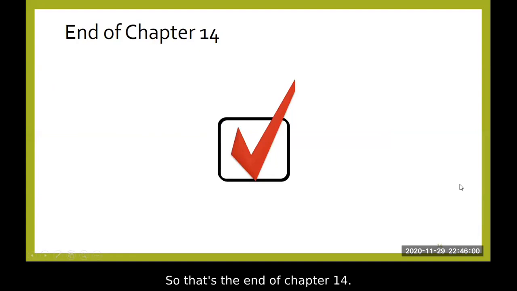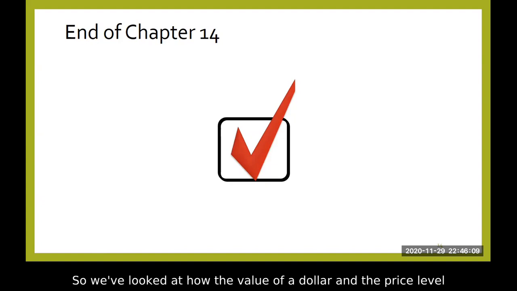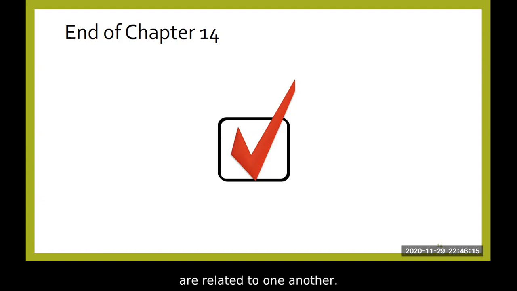Okay, so that's the end of chapter 14. This is relatively short in terms of the topics that we're covering from this chapter. So we've looked at how the value of a dollar and the price level are related to one another. So they're essentially inverses or reciprocals. So the more expensive things are, the less each dollar is worth. Because you need more and more money to buy things, the more expensive things are. So that was one of the first takeaways that we saw.